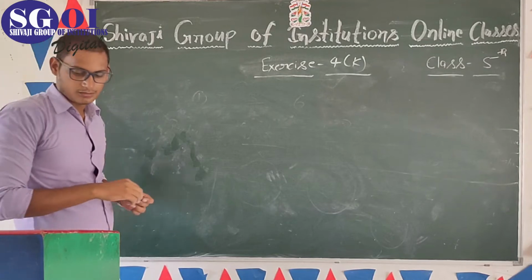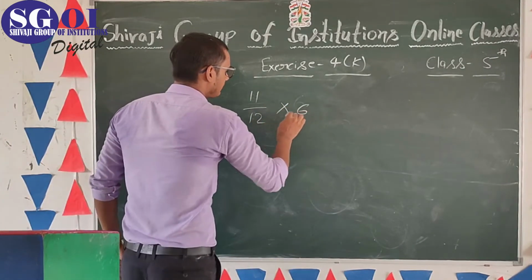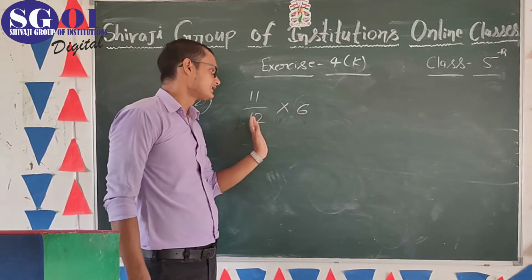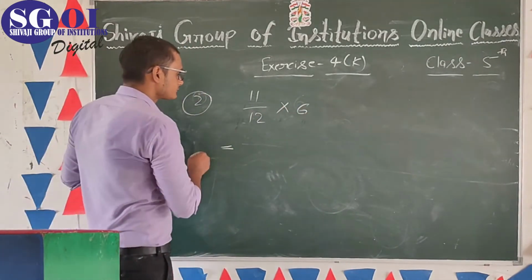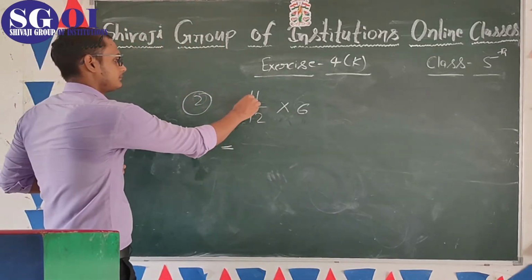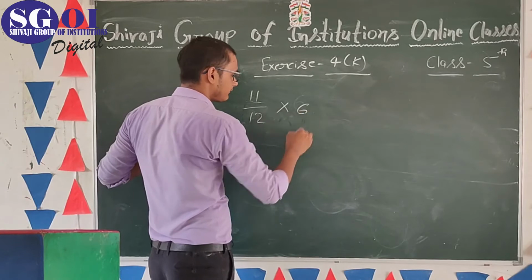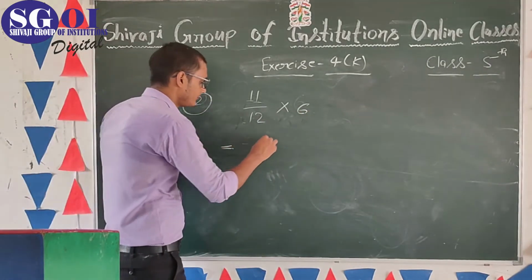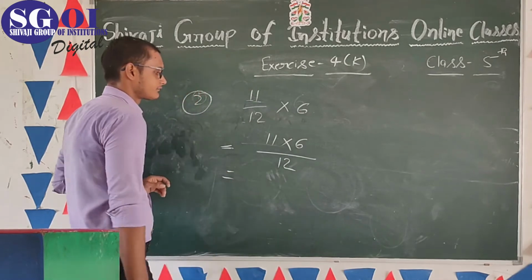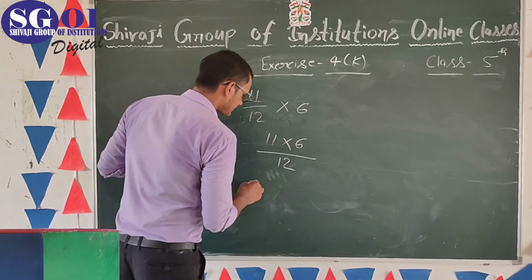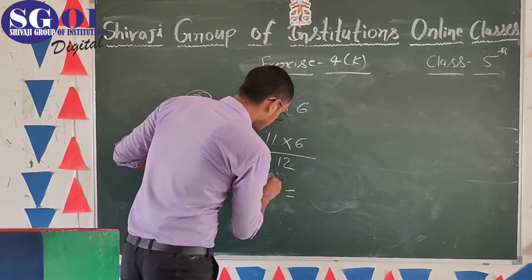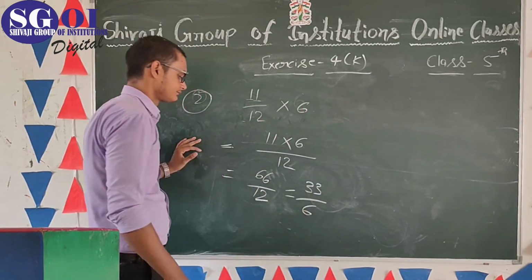Question number 2 is 11 upon 12 multiplied by 6. The question is the same: we have a fraction and we have to multiply it by a whole number. So we apply the formula: numerator of the fraction multiplied by the whole number upon the denominator of the fraction. The numerator is 11, the whole number is 6, and the denominator is 12. So 11 times 6 is 66 upon 12. Now 2 times 3 is 6, 2 times 6 is 12.